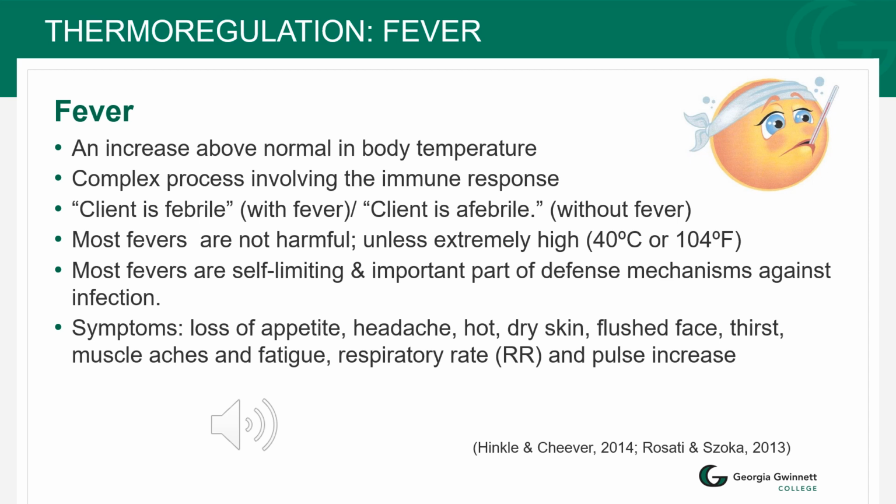Another exemplar is fever. Fever is when the body temperature increases above normal. What's really important to know about fever is that it is a protective response. It's a complex process that the body produces in response to foreign antigens. So it causes an increase in cellular metabolic rate that further increases the body temperature.